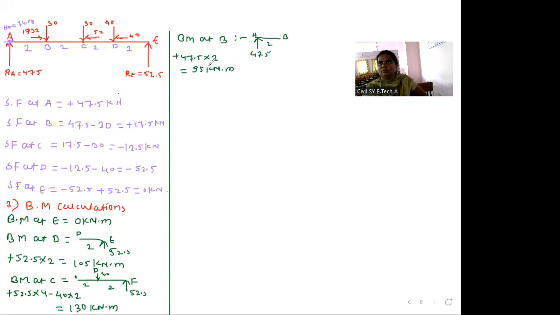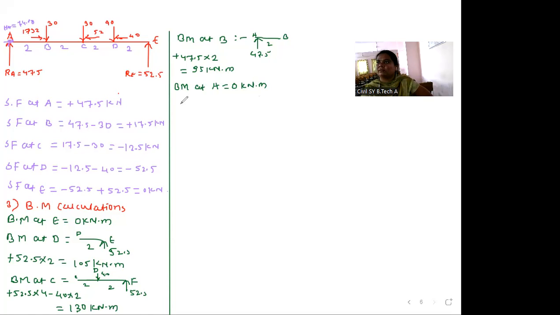95 kilonewton meter. And the last point is the remaining bending moment at A. Bending moment at A is equal to 0, because the force is there, but the perpendicular distance is 0. These are the bending moment calculations. Now, one additional step will be there, thrust calculation. These horizontal forces are there, that's why we have to do the next step, that is thrust calculations.